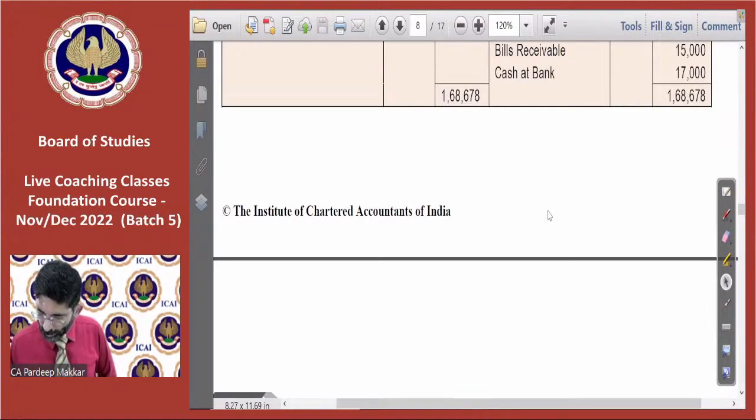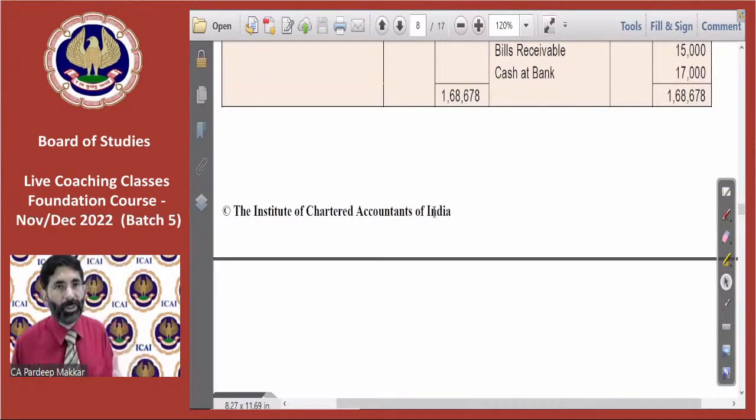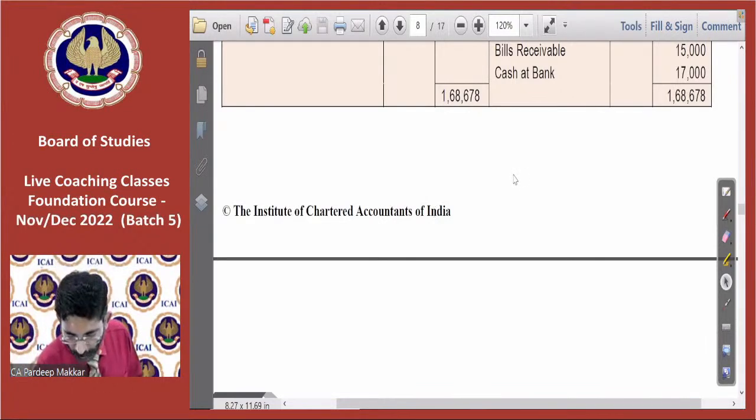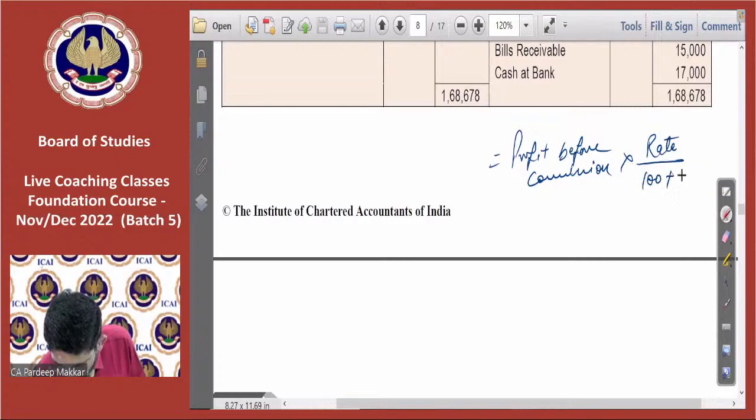Sir, what is commission based on profit? Commission based on profit means for whatever the profit will be there, you have to pay commission on it. So if he says 10% commission will be given on the profit, then we will calculate it by using a formula which is named as profit before commission into rate divided by 100 plus rate.